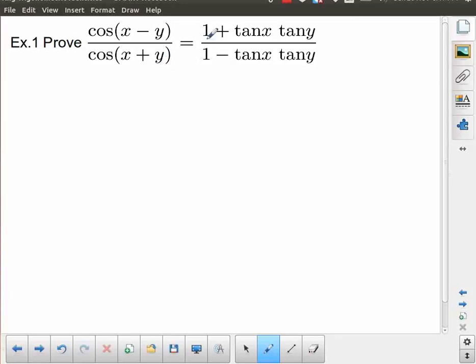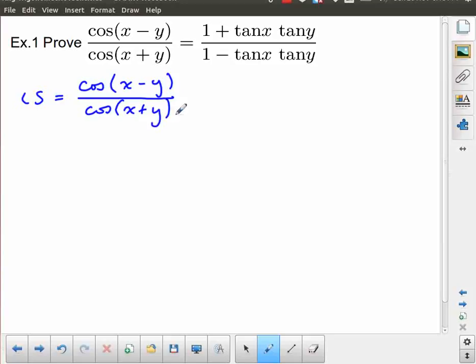When I look at the right side, I see 1 plus tan x tan y and 1 minus tan x tan y. There's something reminiscent there of the compound angle formulas for tangent, but I'm missing a pretty big part of that. This is the denominator from one of those, and this is the denominator from the other one. So rather than trying to figure that out, I'm going to go the other way here. I'm just going to say the left side is equal to the cosine of x minus y over the cosine of x plus y.